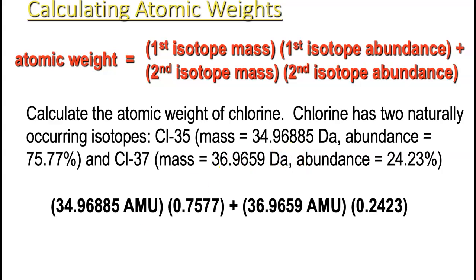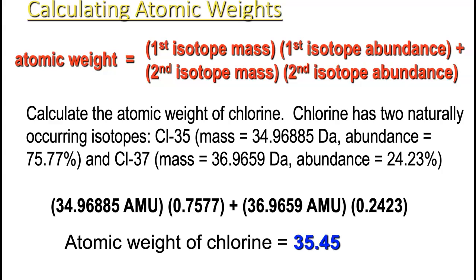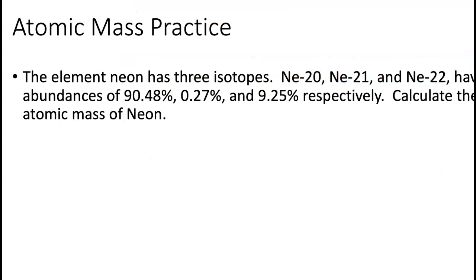Chlorine with a mass of 37, 24.23%. All right. And so we're going to take those percentages, turn them into decimals, divide by 100, in other words, because that's how we made those percentages, and multiply by the mass. And we come up with an atomic mass of 35.45 when we add those together. Now, when we're doing this, we're not really worried about significant figures.